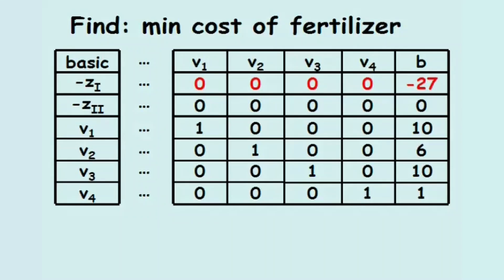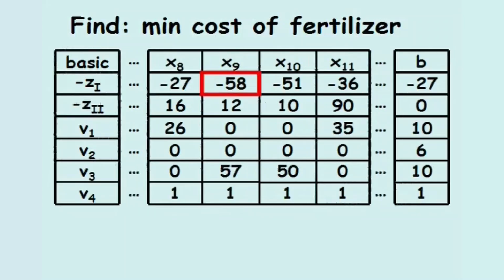We begin solving phase 1 of the algorithm by pricing out. We notice variable x9, which represents muriate of potash, currently has the lowest reduced cost coefficient for phase 1, and will replace artificial variable V3, since 10 divided by 57 is less than 1 divided by 1 from the ratio test.